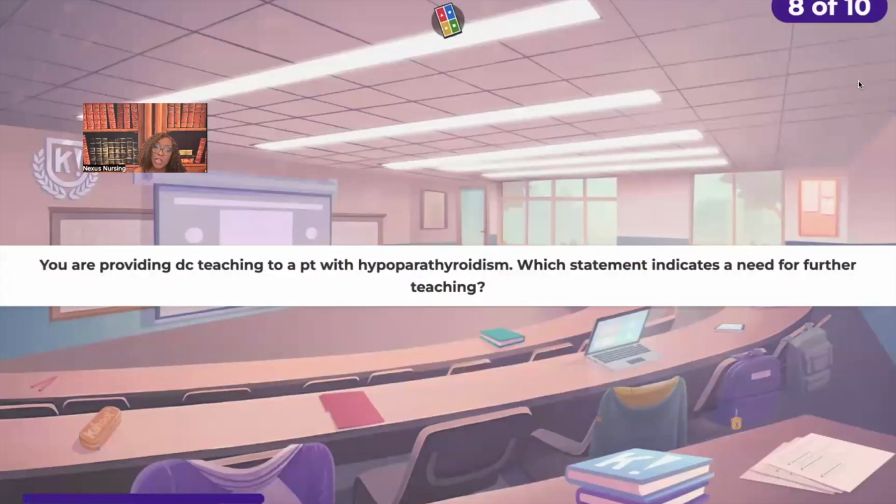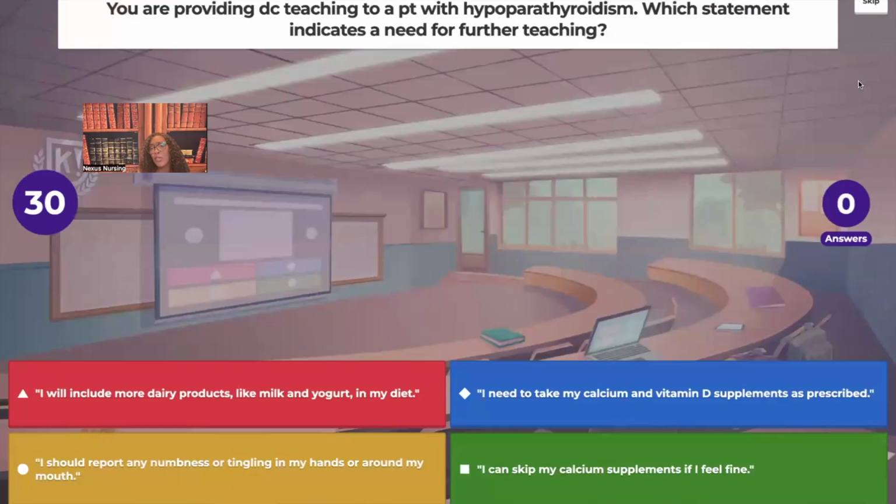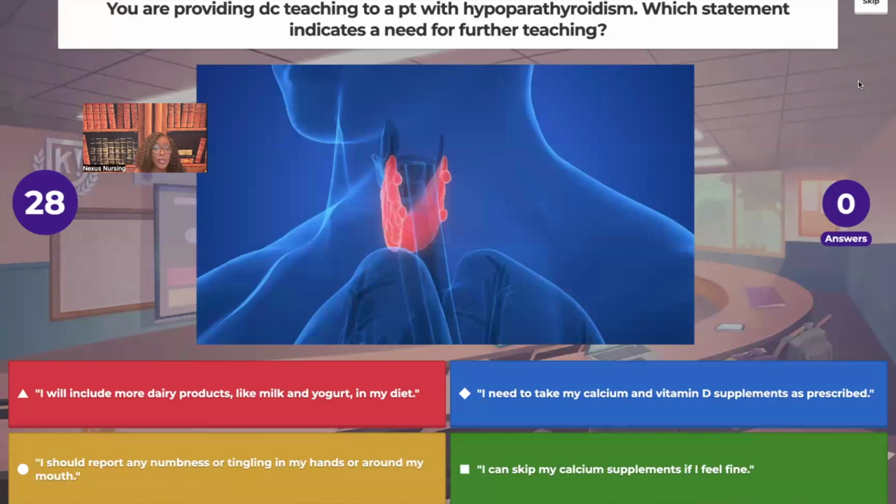You're providing discharge teaching to a patient with hypoparathyroidism. Which statement indicates a need for further teaching? I will include more dairy products like milk and yogurt in my diet. I need to take my calcium and vitamin D supplements as prescribed. I should report any numbness or tingling in my hands or around my mouth. I can skip my calcium supplements if I feel fine. Which one requires further teaching?